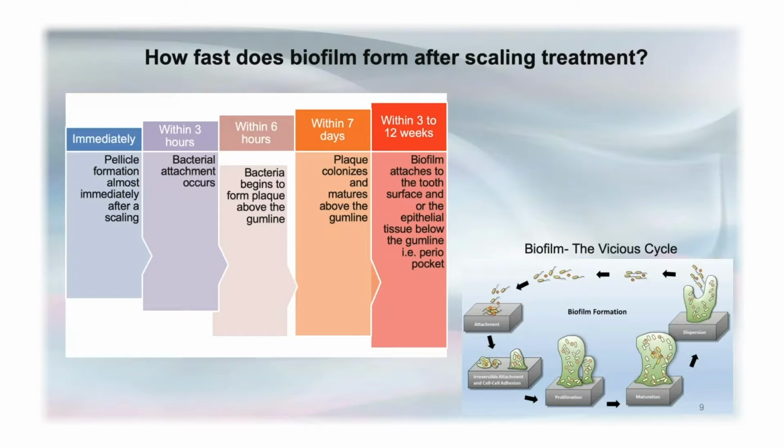And a lot of times when patients come in and they have plaque, we take photos of it. I mean, the first thing in the morning when you come in, you should not have plaque on your teeth. So we take photos of it, and we use certain verbiage because you've got to be careful. You don't want to hurt anyone's feelings, but you do want to educate the patients. We explain to them about plaque. Within 7 days, the plaque colonizes and matures above the gum line. And within 3 to 12 weeks, it attaches to the tooth surface or the epithelial tissue below the gum line, and it starts to form what we call perio pockets. It's a bad cycle for the patient, but the patient needs to understand what's going on with their cycle.